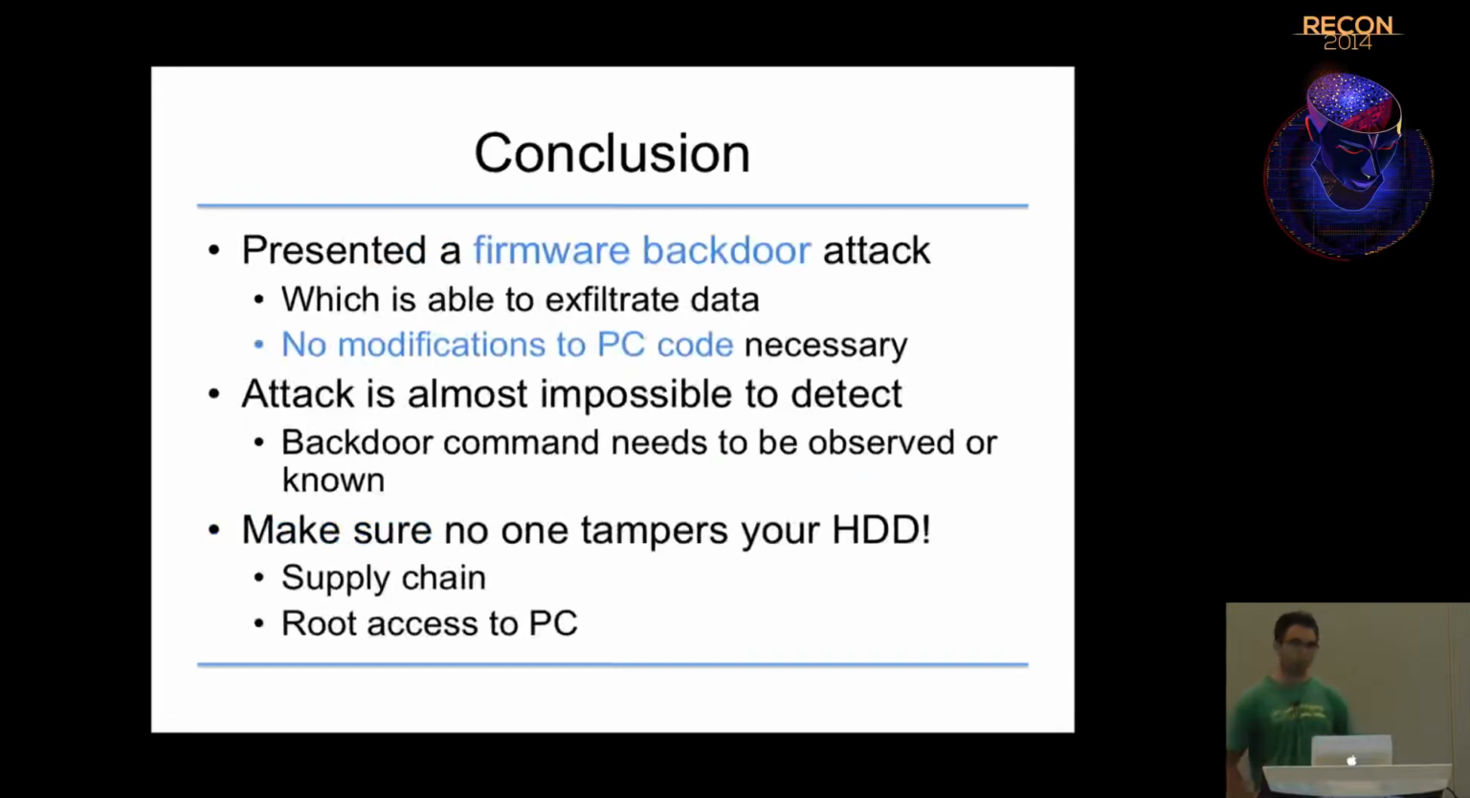So I presented you a firmware attack that can be used to exfiltrate data. And the amazing thing about this attack is that you don't need to modify any PC code, you just use a side channel to exfiltrate the data. And the attack is almost impossible to detect, except if you know the backdoor command and you are observing exactly this backdoor behavior. And the thing you can currently do against this is make sure no one tampers with your hard drive, so keep control of your supply chain and keep control of who has root access to your PC.